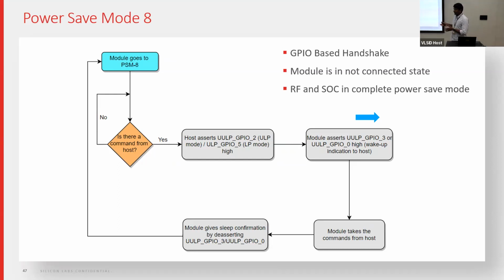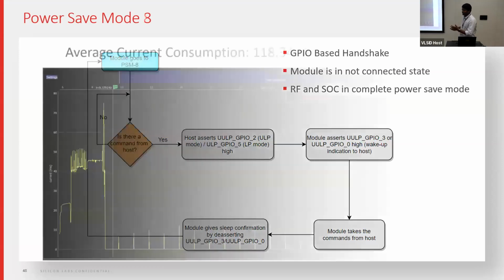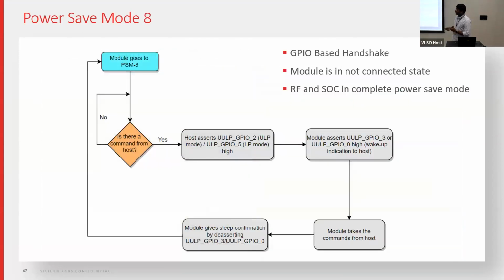Then also we should save some power, right? Otherwise, the module will keep trying to connect to the AP and more power gets consumed. So in that case also, we save power by keeping the module in deep sleep. This is that particular mode. It is a GPIO based handshake, and the module is not in the connected state. In this case, RF and SOC will be in complete power save.